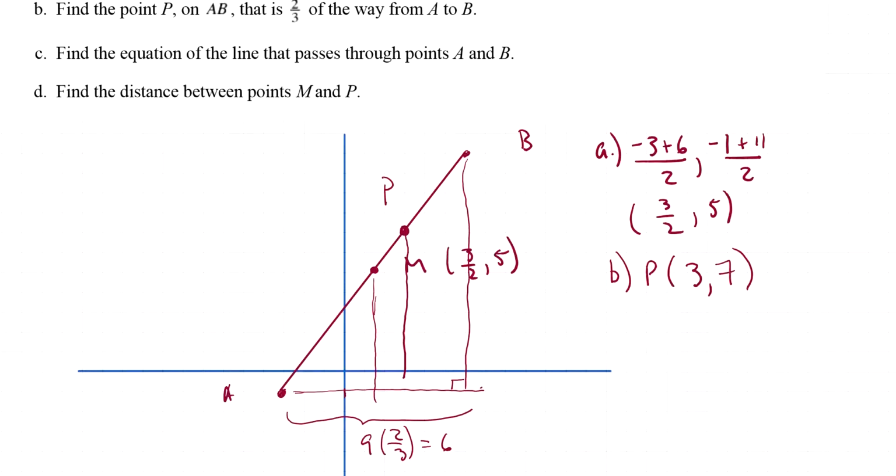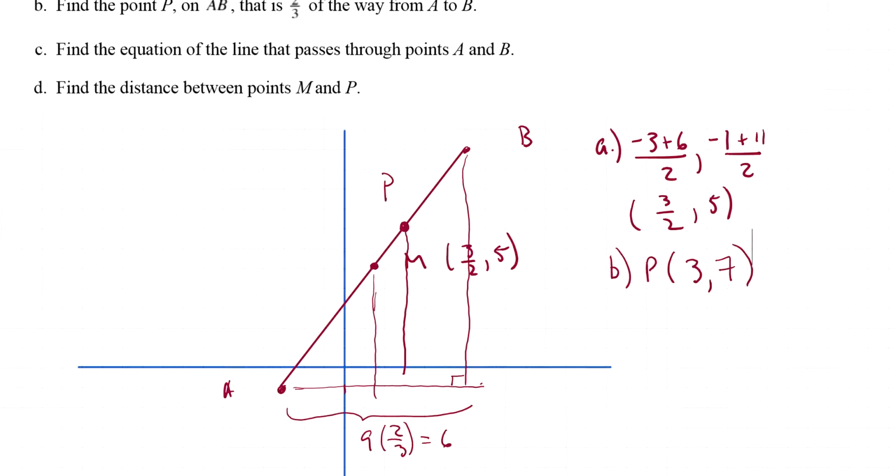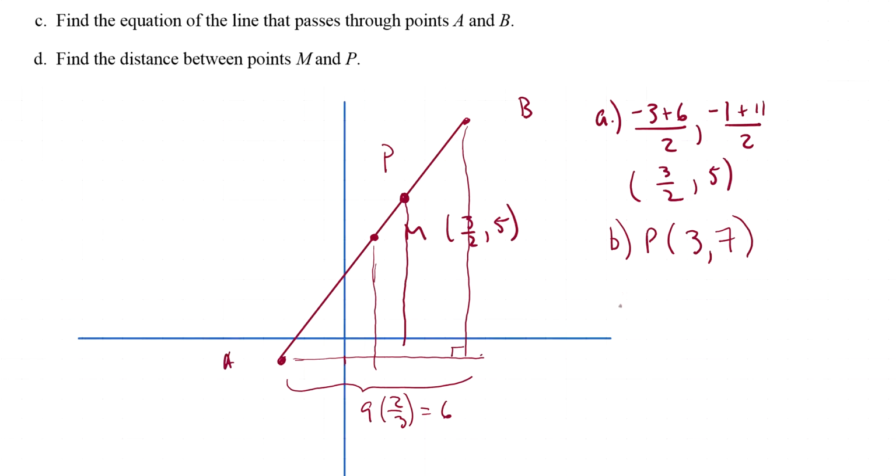Alright, the next part of the problem says to find the equation of a line that passes through points A and B. Well, when I look at this, y equals mx plus b. The y-intercept is at 3. And so this is plus 3. And so the slope is going to be up 1, 2, 3 over 1, 2. That's what it looks like to me.